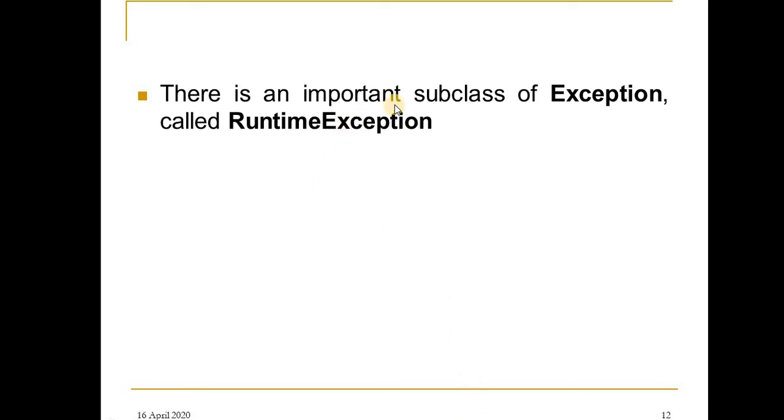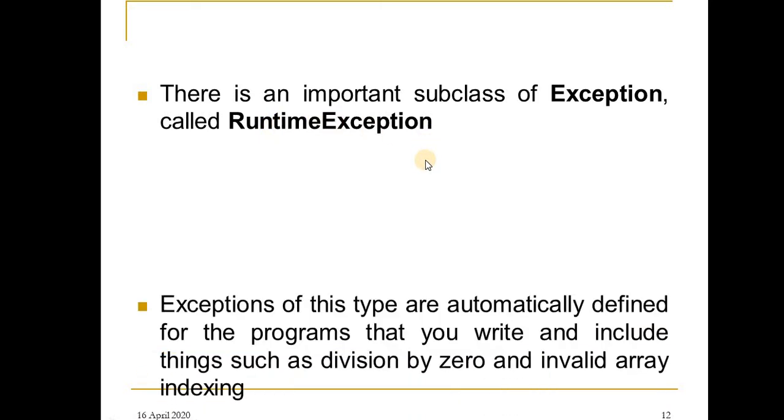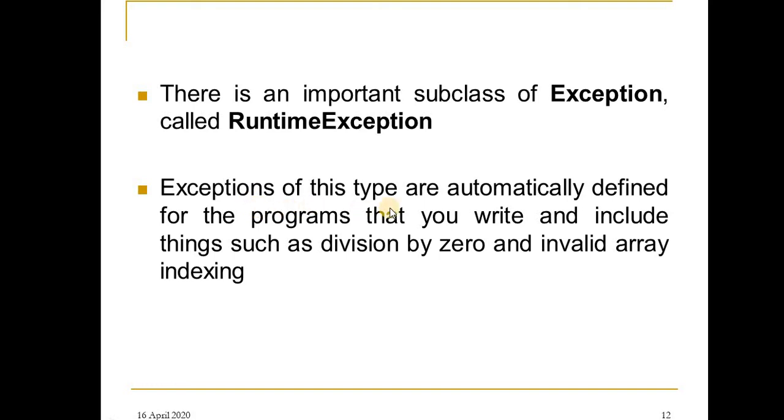There is an important subclass of Exception called RuntimeException. Exceptions of this type are automatically defined for the programs that you write and include things such as divide by zero and invalid array indexing. So, an important subclass of the class Exception is RuntimeException. These exceptions are automatically defined for the programs that you write. Examples of such exceptions are divide by zero and invalid array indexing.